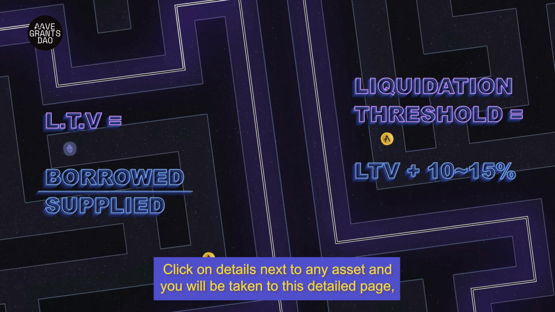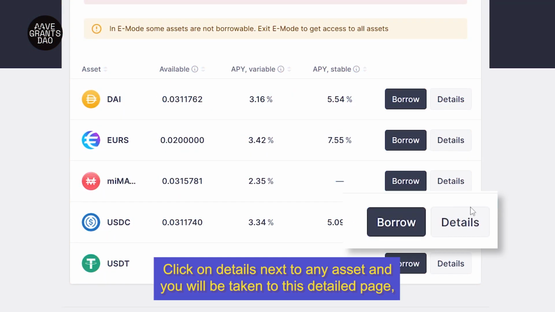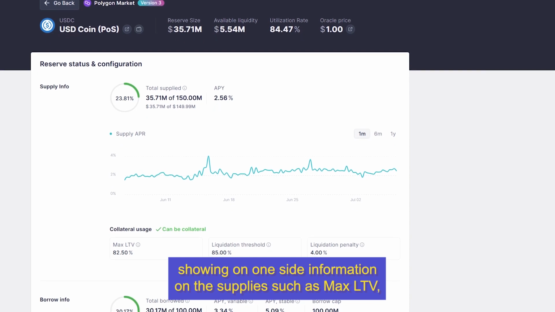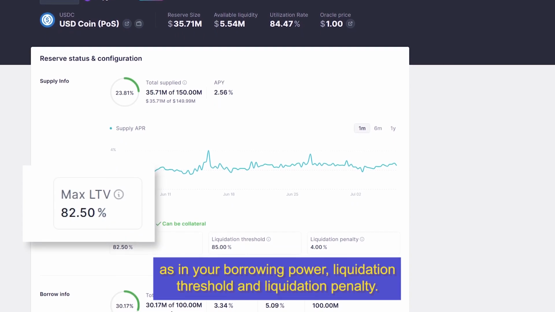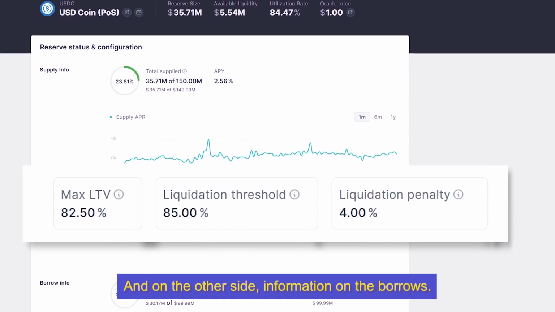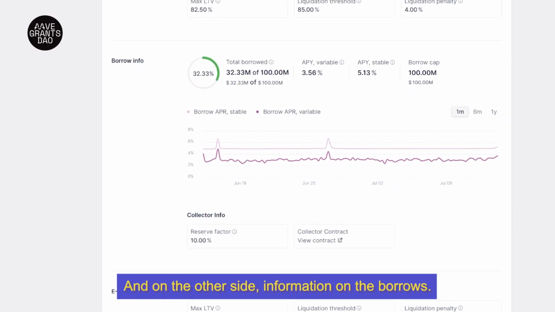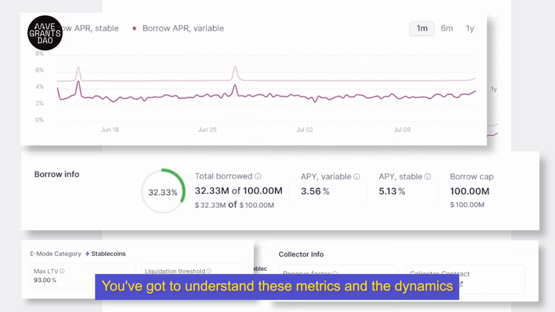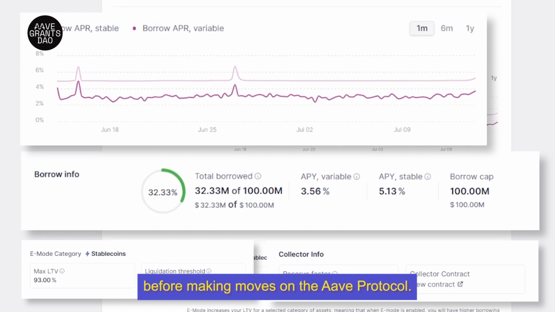Click on Details next to any asset and you'll be taken to this detailed page, showing on one side information on the supplies such as max LTV, as in your borrowing power, liquidation threshold and liquidation penalty, and on the other side information on the borrows. You've got to understand these metrics and the dynamics before making moves on the Aave protocol.